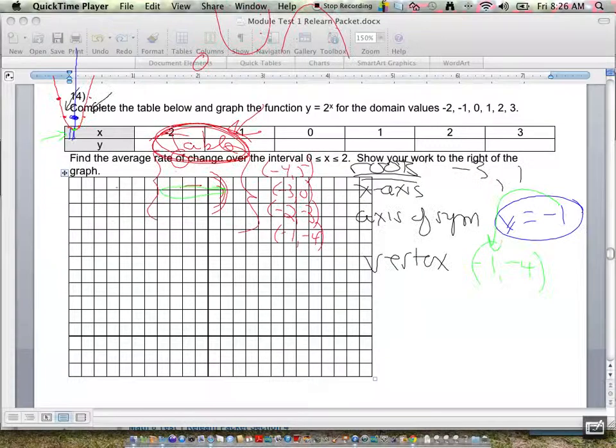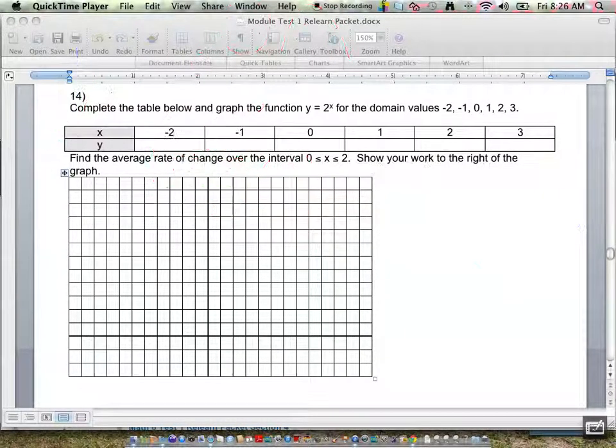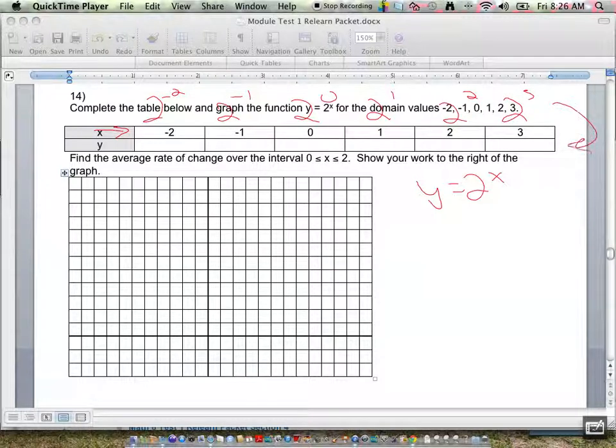What you notice here is that the function is y equals 2 to the x, and the values of x are right here. So I'm going to do 2 to the negative 2, 2 to the negative 1, 2 to the 0, 2 to the 1, 2 to the 2, 2 to the 3, and those values will be the output. So they'll go in the y row. Remember, x is input, y is output.